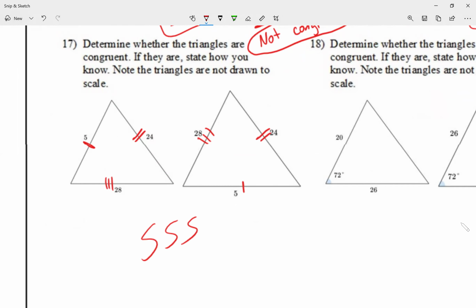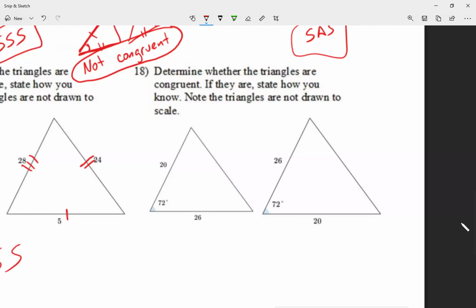How about number 18? This side is 20 and this other side is 20, so they're equal. The second side is 26, and this second side is 26. I'm marking them the same way because they're equal. This angle right here is 72 degrees, with this 72 degrees.